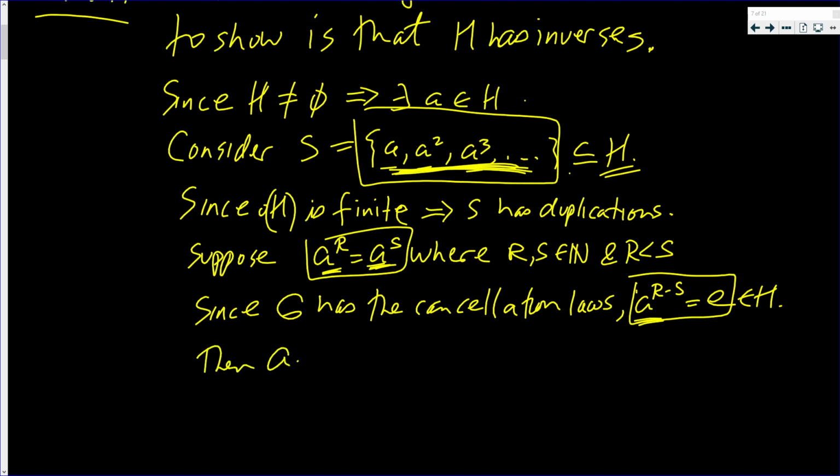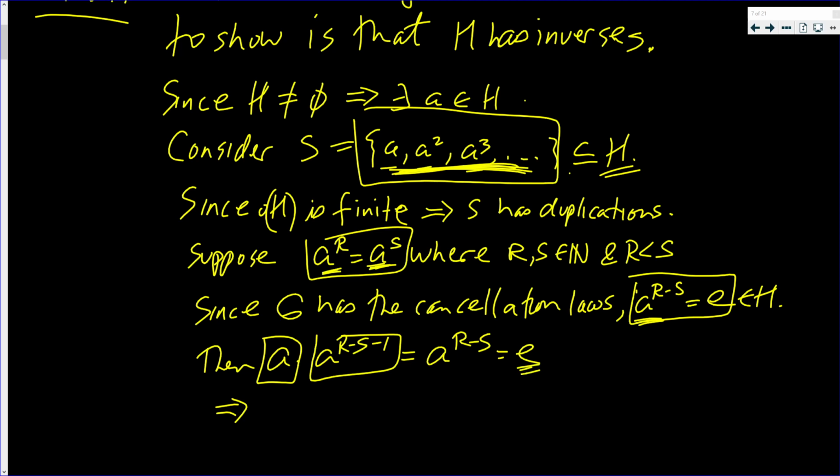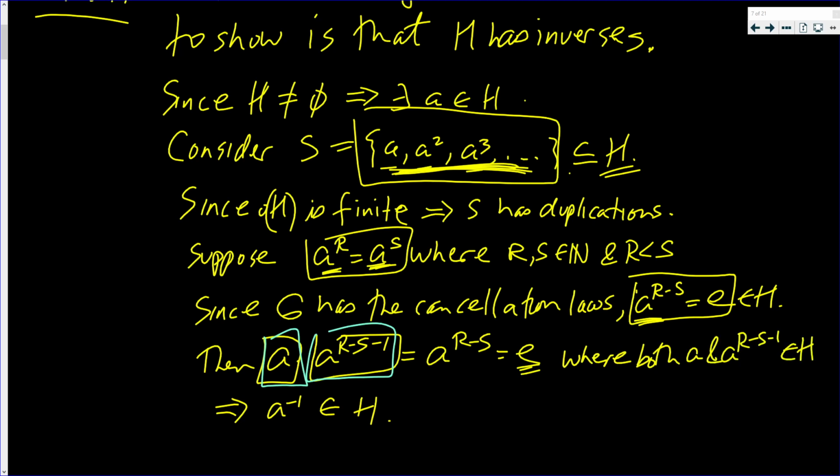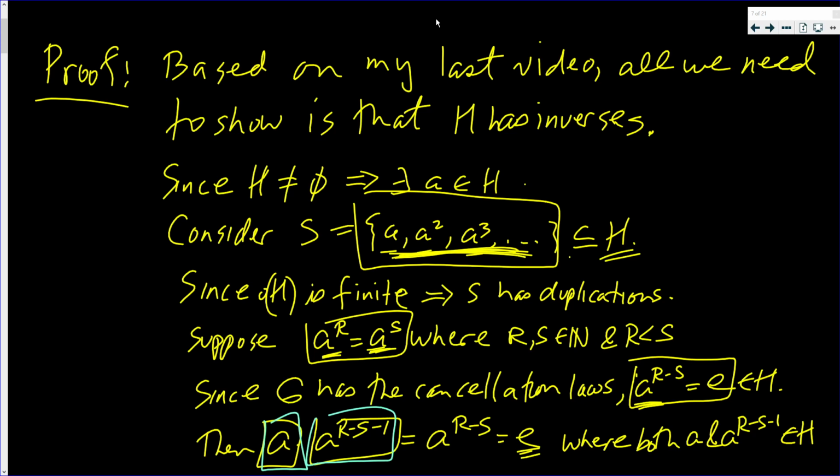Then, A times A to the R minus S minus 1, which is A to the R minus S, which is E. But since I'm multiplying this by something and I'm getting E, that implies A inverse is in H, because both of these are in H. Let's state that: both A and A to the R minus S minus 1 are in H. So we showed that A inverse is in H, and that is all we had to show.